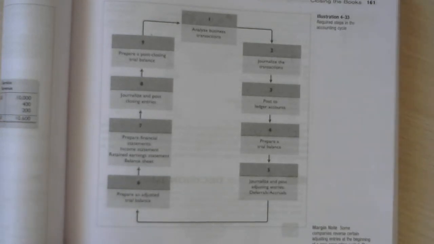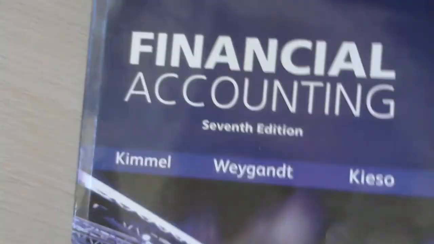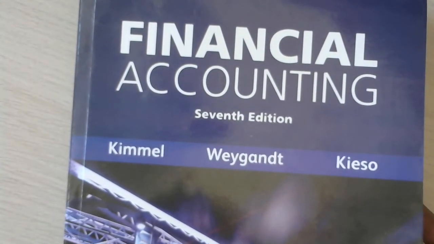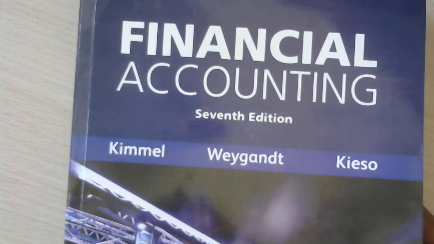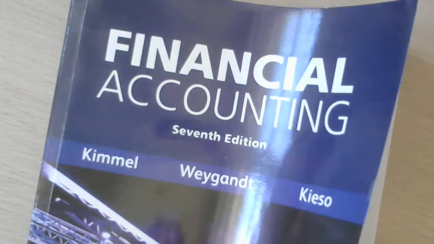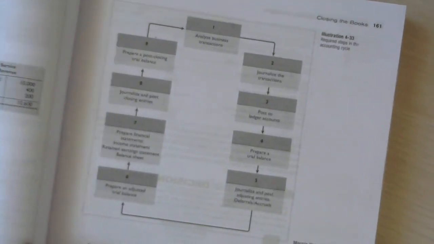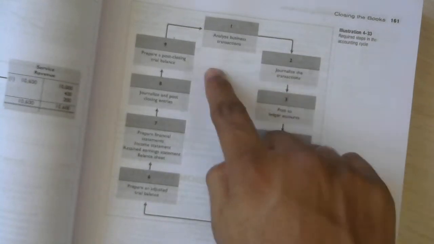Once again, this is a book. Any accounting book has a lot of details like this, but for the time being I am using this book, Financial Accounting, by Kimmel, Weygandt and Kieso. This is the 7th edition, and this is from Wiley Publications. This is not just this; you pick up any financial accounting book, you will find similar chapters. In the initial part of this book, you will find this accounting cycle.